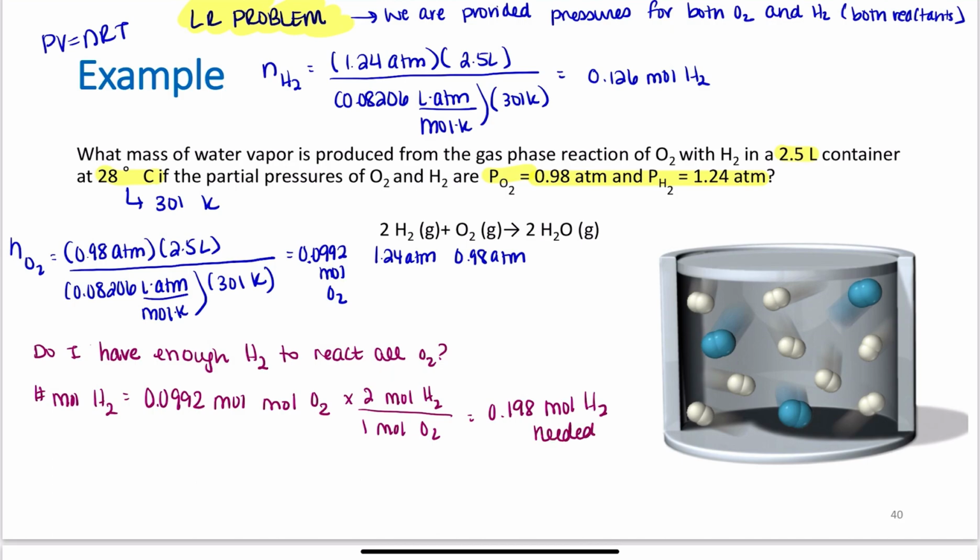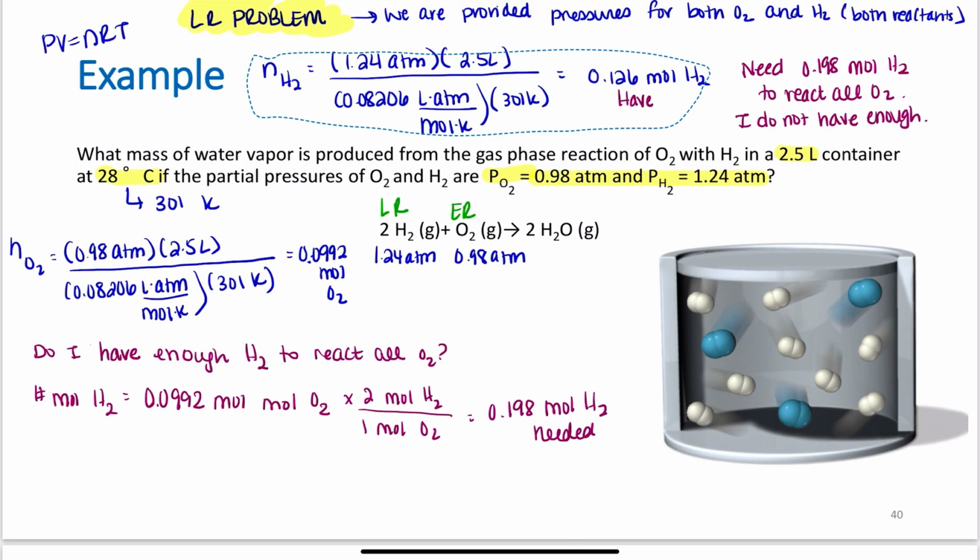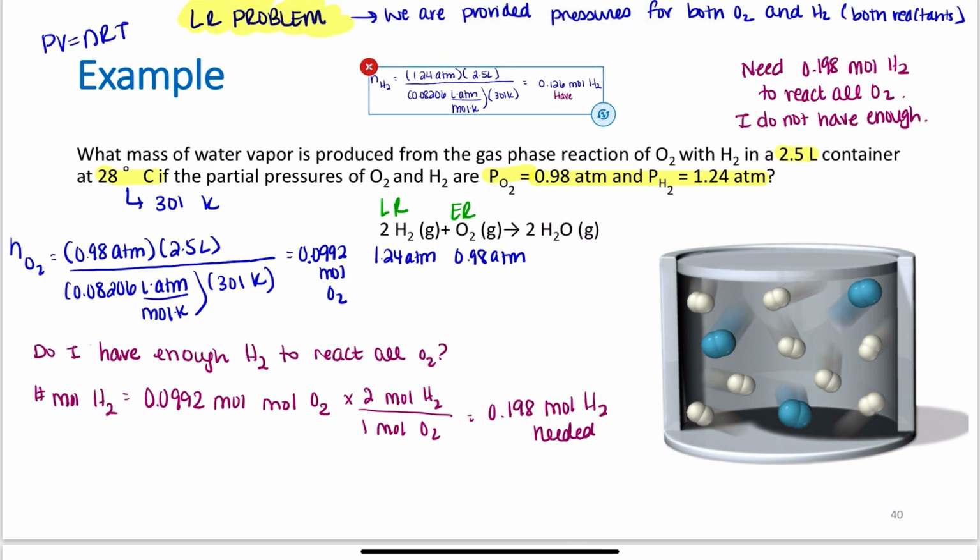So again, I know I'm writing all over the screen here, but what this means is I have 0.126 moles of H2. I need 0.198 moles of H2 to react all of my O2. I don't have enough. Therefore, my H2 is my limiting reactant, and my O2 is my excess reactant. I'm now going to use my limiting reactant to answer the original question after I shrink a lot of this stuff so I have space.